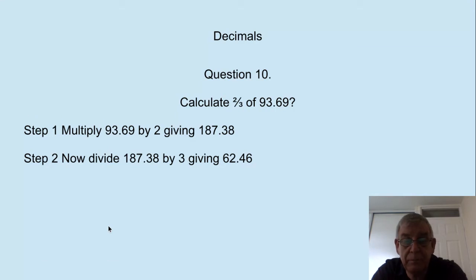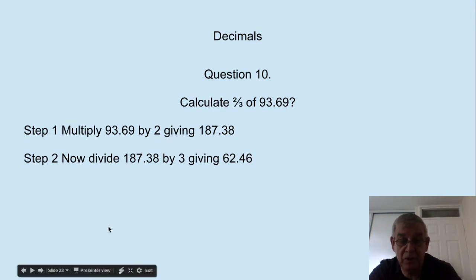Question 10. Calculate 2/3 of 93.69. Step 1, multiply 93.69 by 2, and that's going to give us 187.38. The second step is to divide by the bottom number of the fraction, better known as the denominator. And if we take our answer to step 1, 187.38, then divide that by 3, it will give us the answer 62.46. So that's the answer to question 10.